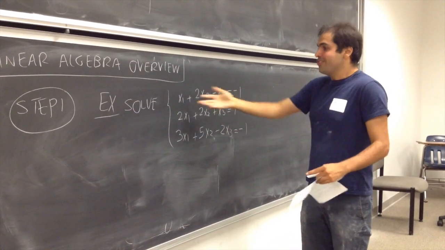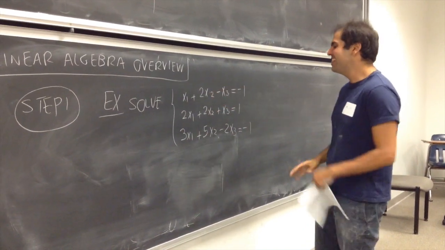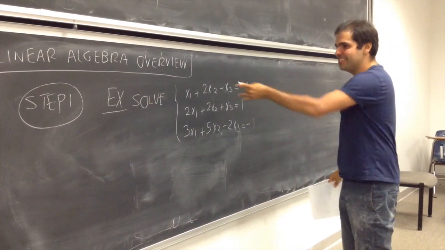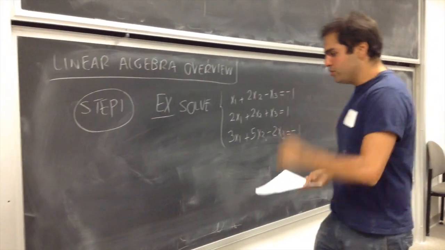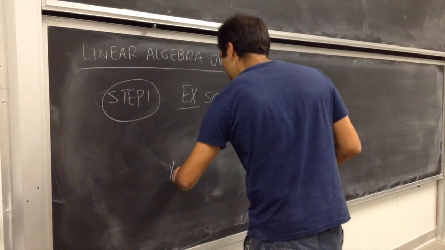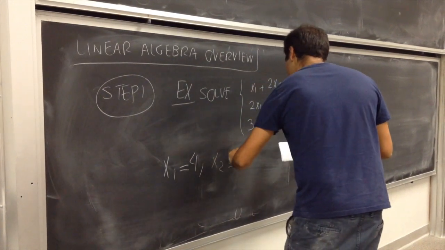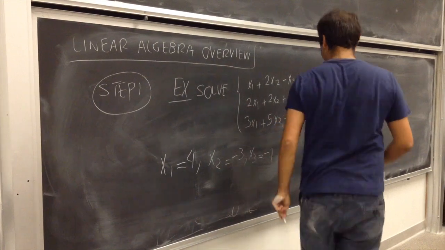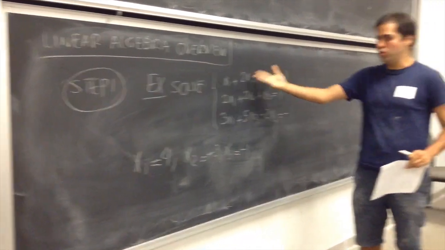But I will not show you how to solve this. Maybe if you request it, I can do it in another video, but again, just believe me, there is a systematic way of solving this, and just in case you're curious, in this case, the solution is x1 equals 4, x2 equals minus 3, and x3 equals minus 1. So in this case, we have exactly one solution.